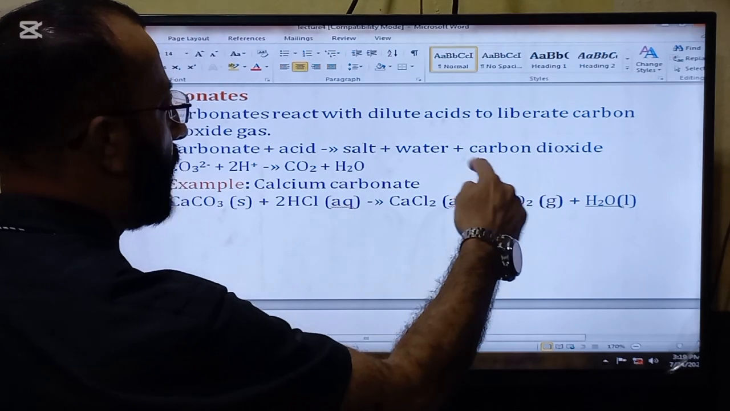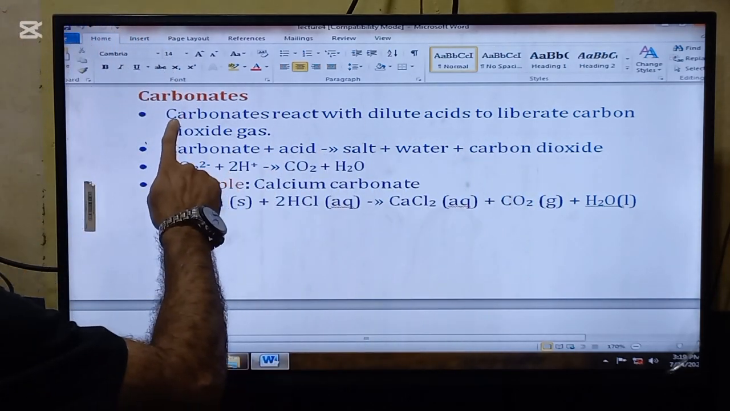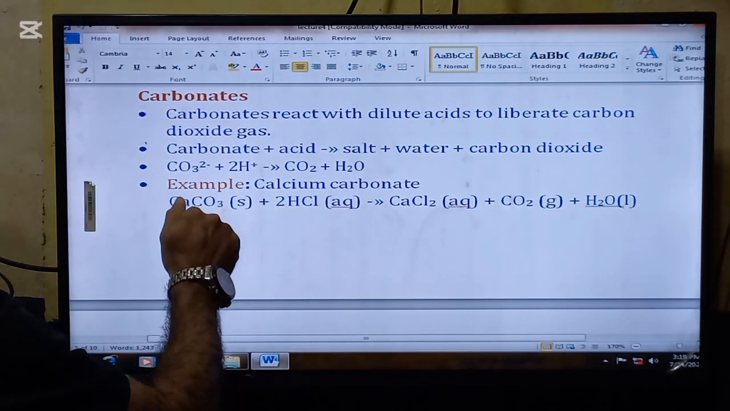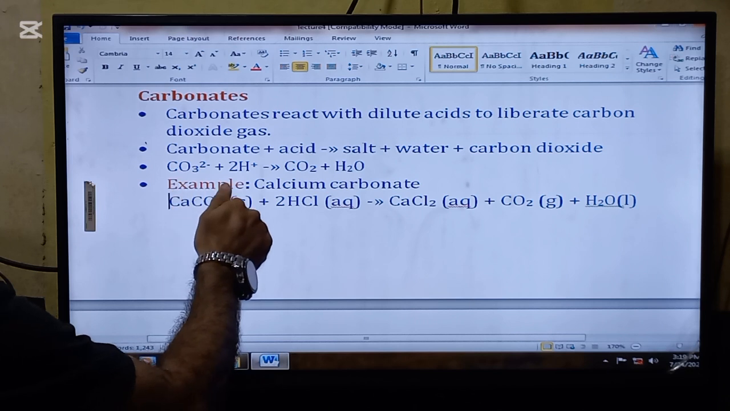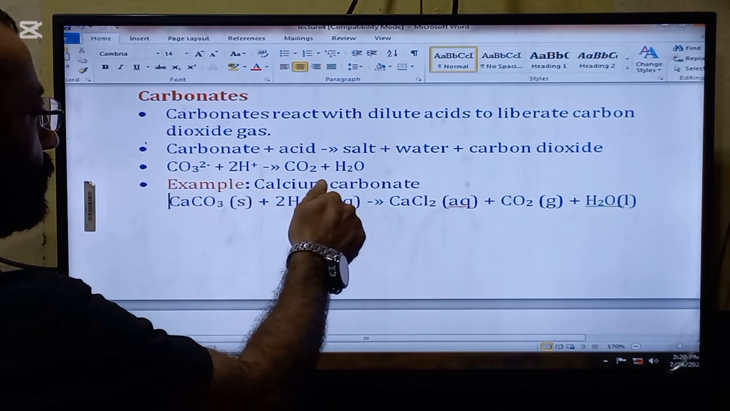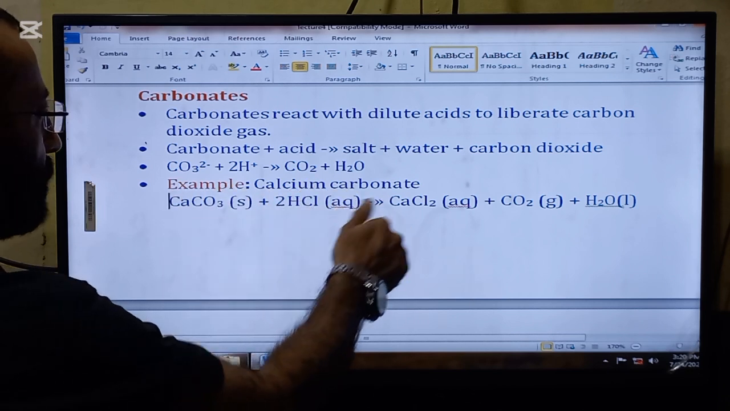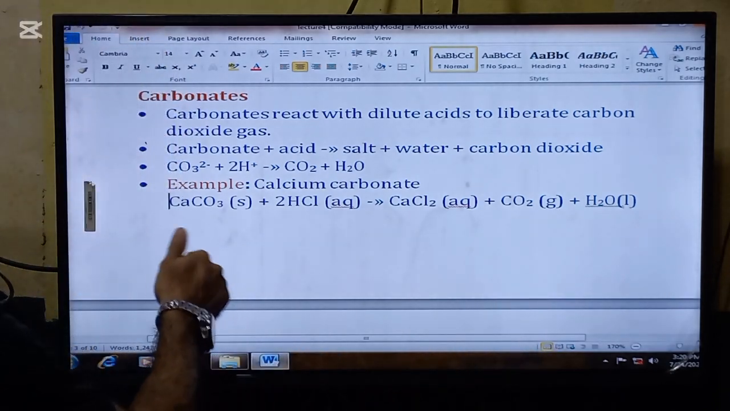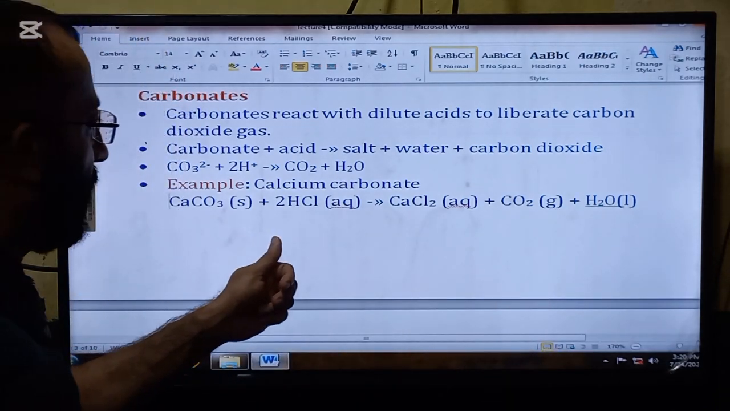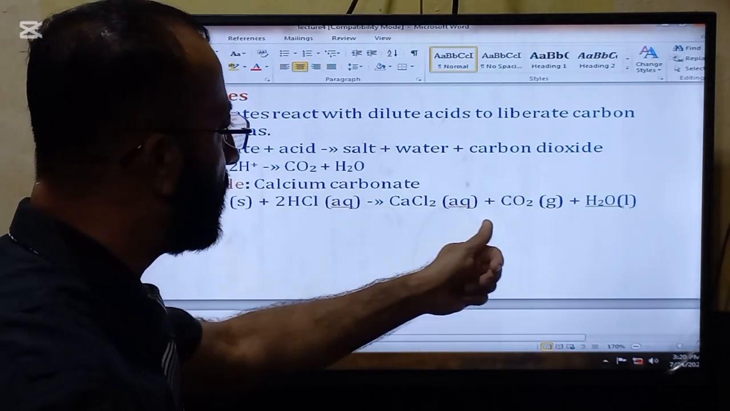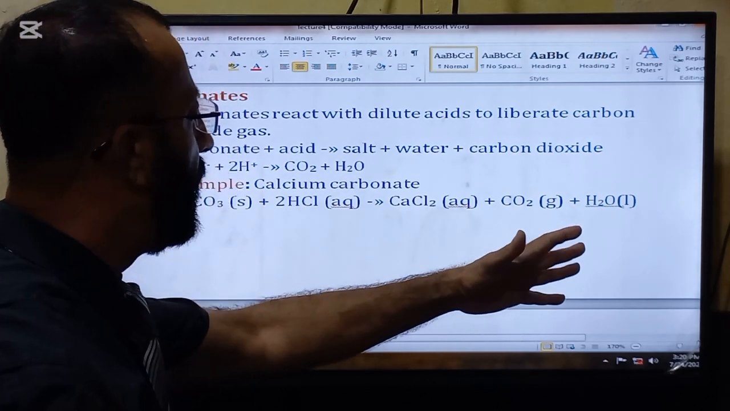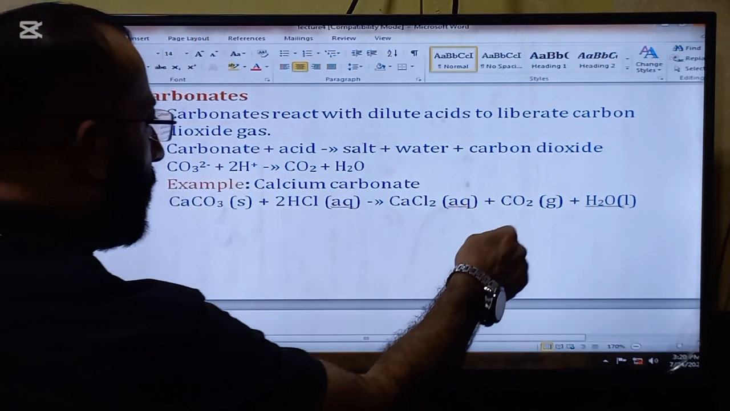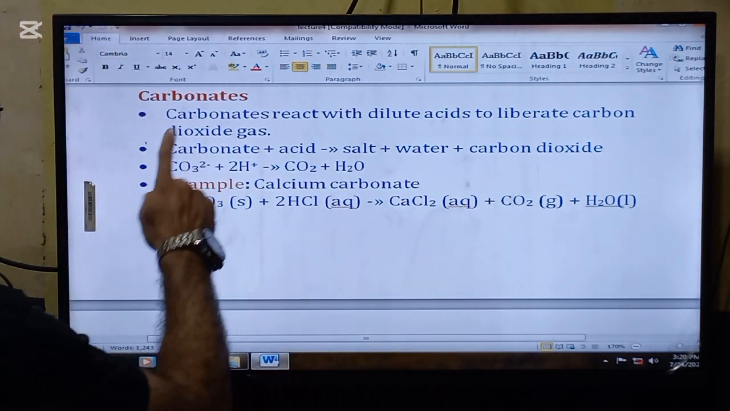So this is the thing that will decide that this is the anion which is carbonate. So carbonate plus 2H+ forms CO2 plus H2O. Calcium carbonate, here is a particular example now. Calcium carbonate is reacted with HCl and CaCl2 plus CO2 plus H2O is formed. So this gas will identify the carbonate ion.